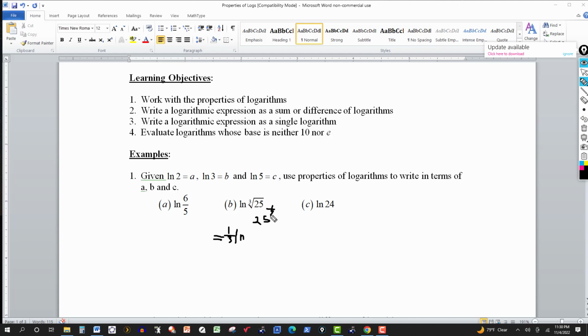And there's a property that tells me that if you have the log of some number or some expression to a power, you can take that power and make it into a coefficient. So that's what I did here. 1/3 here. This becomes a 25. Still have the natural log of 25. Remember, looking for these types of substitutions. So let's do this. This will be equal to 1/3.